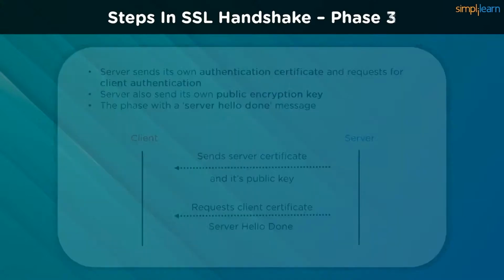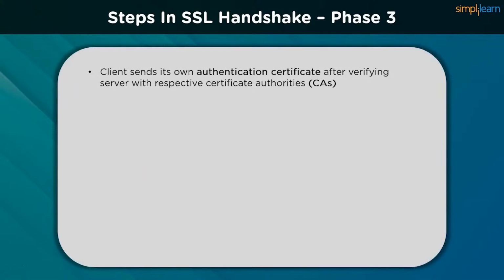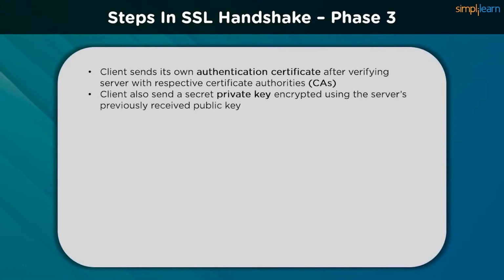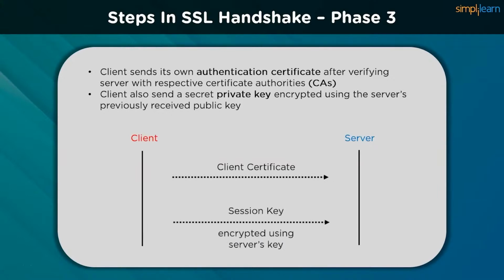In phase 3, the client sends its authentication certificate after verifying the server with the respective certificate authorities. The client now sends a private key which is encrypted using the server's previously sent public key.